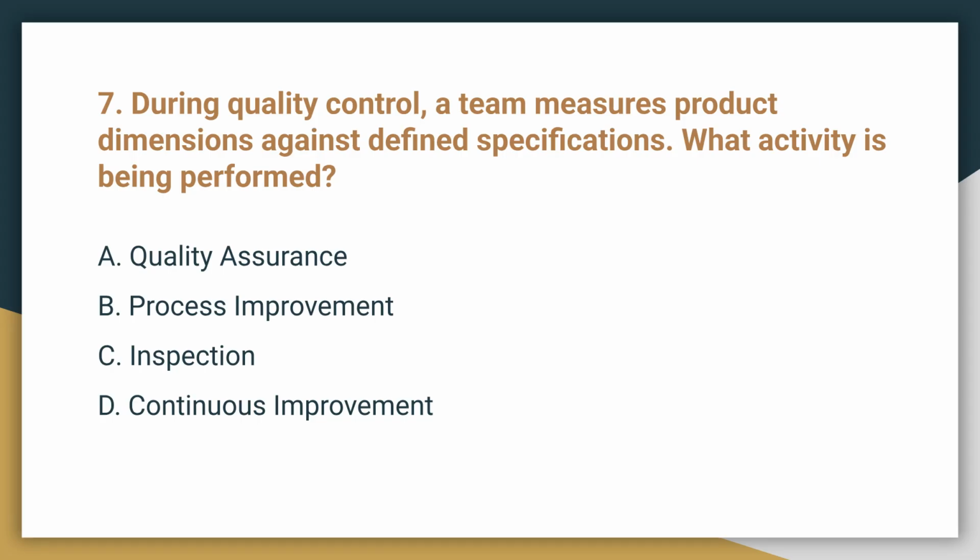Question 7. During quality control, a team measures product dimensions against defined specifications. What activity is being performed? The correct answer is C. Inspection. Inspection is the activity of measuring deliverables against the established requirements and specifications.